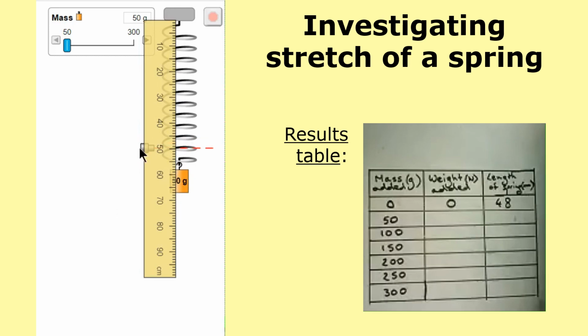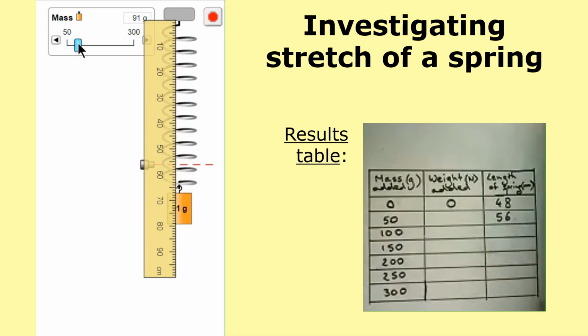And you can see that the spring has stretched, so I'm going to move my line down so we can see what the new length of the spring is, and it is 56 millimeters. So with 50 grams added, the length of the spring is 56 millimeters. We'll work out the weights afterwards. Let's just keep going with collecting our data. So I'm now going to increase this mass to 100 grams. So now the mass added is 100 grams and the spring has stretched again. So let's see what the new length of the spring is. And that looks like it's pretty much bang on 65 millimeters.